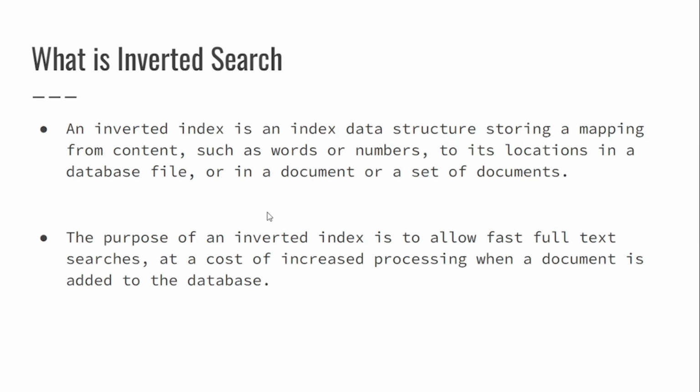So, what is inverted search? An inverted index is an index data structure storing a mapping from content such as words or numbers to its location in a database file or in a document or a set of documents.